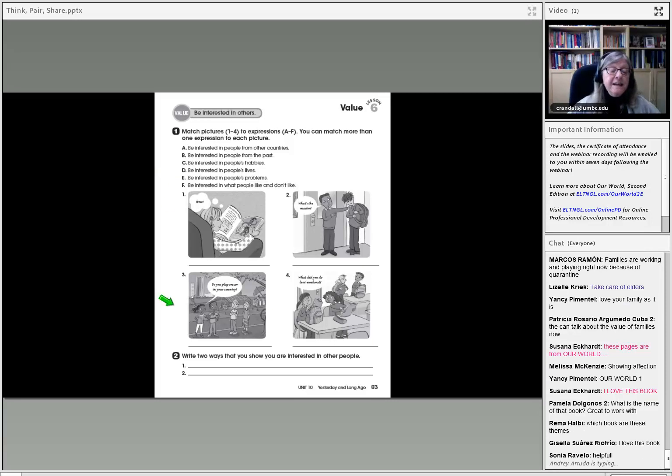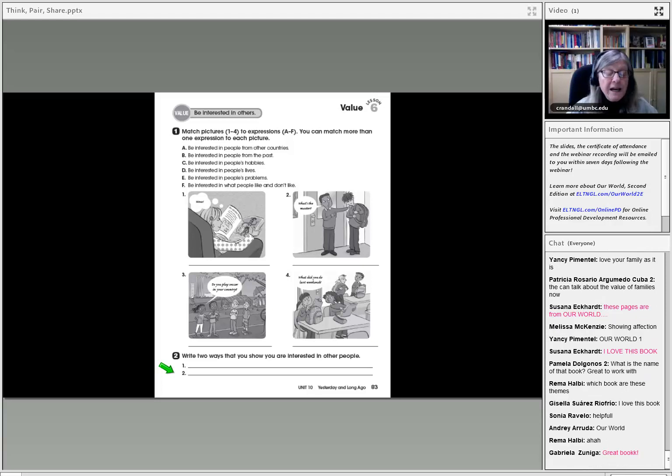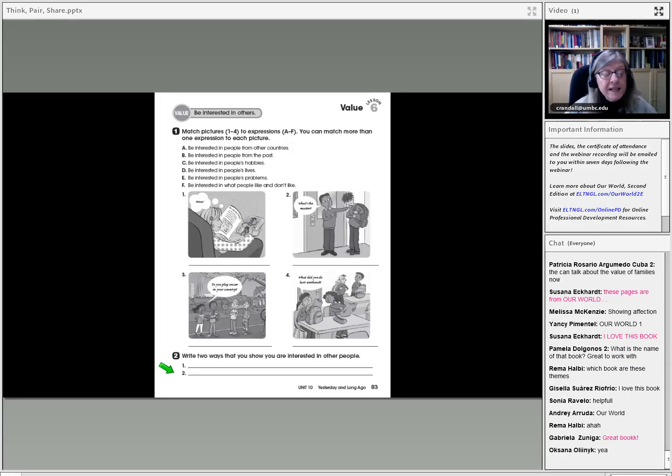But the last activity on this page is to write two of the ways that you're interested in other people. Again, that would be a very nice place then to do a think, pair, share. So how could you share that with another person or with two partners, and then with the whole class?